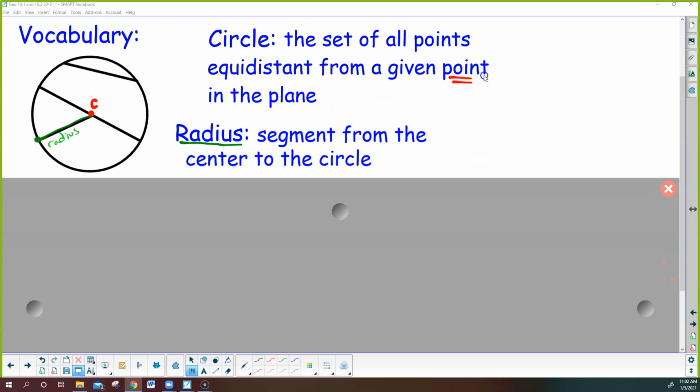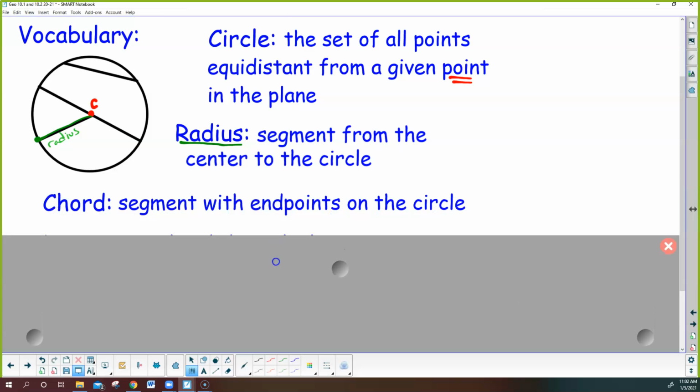Okay, so now let's go ahead and take a look at something you may or may not be familiar with. It's called a chord. So what is a chord? A chord is a segment, so part of a line, with endpoints on the circle.